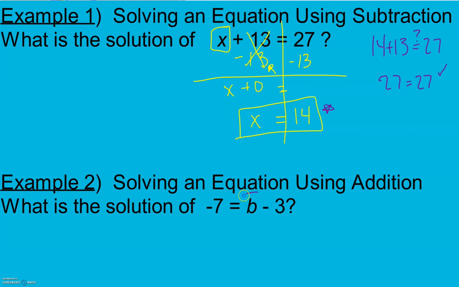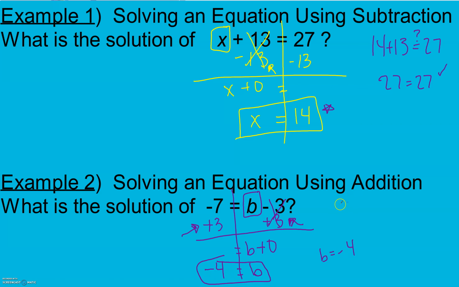Same idea here in example 2. I'm trying to get b by itself. The only thing I want on that side of my equal sign is b. So in order to do that, I have to add 3. I get rid of a minus 3 by adding 3, because negative 3 plus 3 gives me 0. And b plus 0 gives me just b. b is isolated completely by itself. Now, again, whatever I do to one side, my properties tell me I have to do to both to keep it equivalent. So here I get negative 4 equals b.